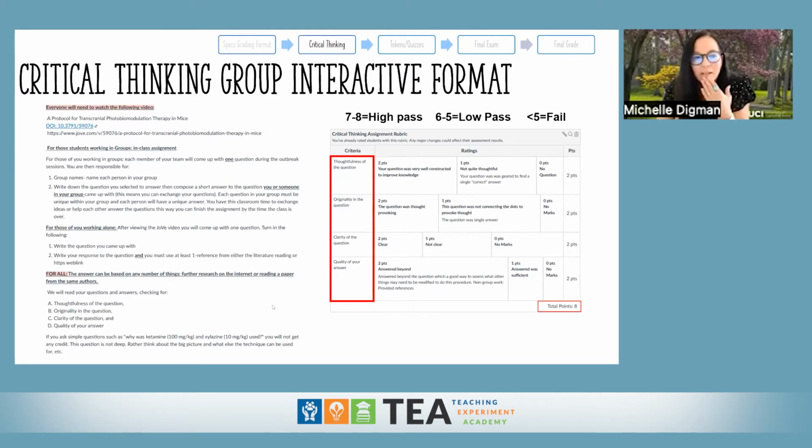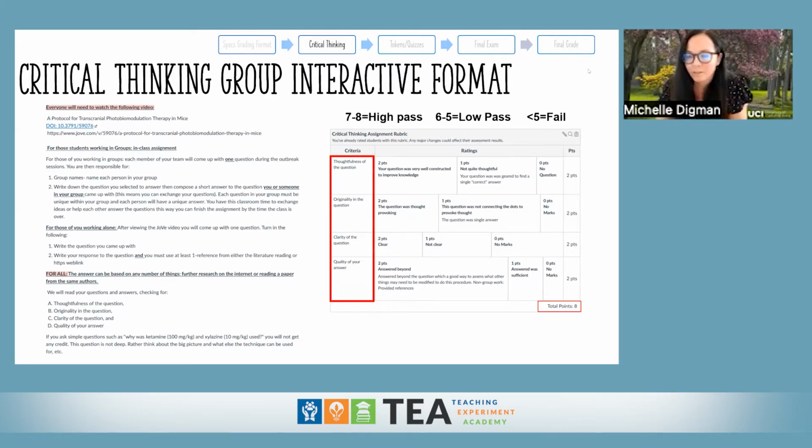Okay, the critical thinking group interactive format was based on this. This was meant to engage them in active learning. What I did is I placed them in breakout rooms. Again, this was all virtual. They had to either read a manuscript or watch a video, in this case. And then they had to work together in a group, come up with a question, and answer the question, and the rubric was set up in a way that allowed them to think beyond that particular paper or video that they watched.